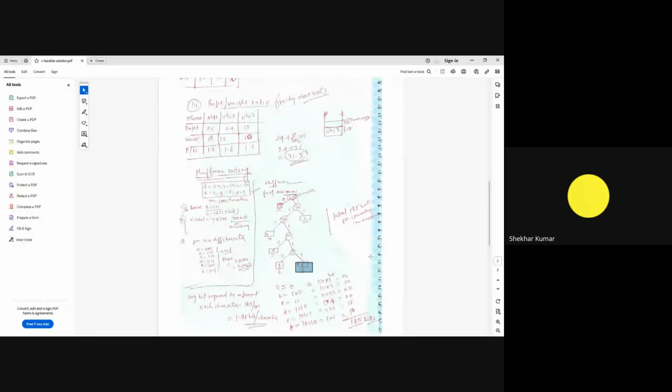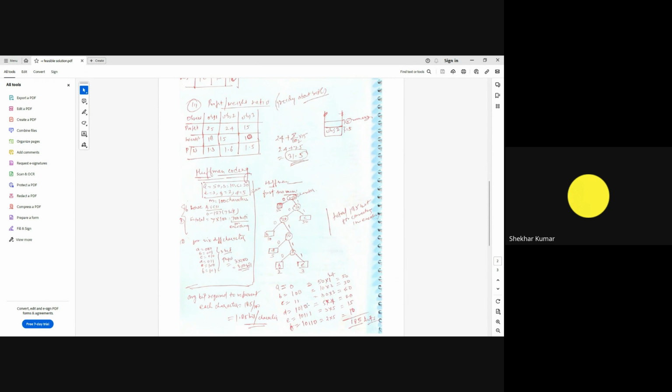Okay, so how many bits are required in total? For A, there are 50 occurrences and it requires only 1 bit. So in total it requires 50 bits for A. For B, the occurrence is 10 times and every time it requires 3 bits. So it will take 30 bits to represent. For C, the occurrence is 30 times. So it will take 30 into 2, 60 bits to represent.